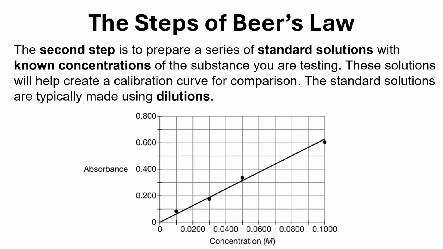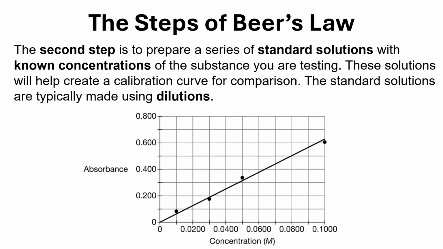All right, the second step is you're going to prepare a series of standard solutions with known concentrations of whatever you're testing, the copper sulfate, the iron chloride, whatever it happens to be. These solutions will help create a calibration curve for comparison. The standard solutions are typically made by diluting. So you'll usually get one solution of, let's say, copper sulfate, and then you'll dilute it to make it less concentrated, and dilute that to make it less concentrated, and dilute that to make it less concentrated.